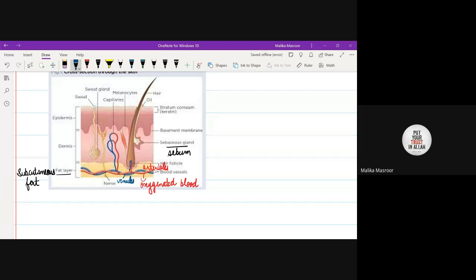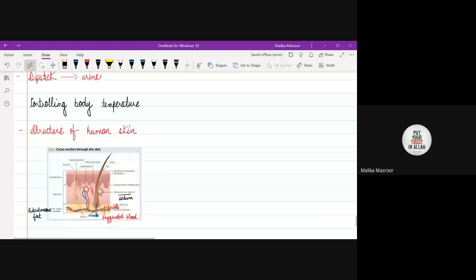Sweat gland produces sweat. Capillaries, and melanocytes that produce melanin that gives your hair color. In the endodermis, your fat deposits, just like adipose tissue, are also called subcutaneous fat. It's under the skin, subcutaneous fat.